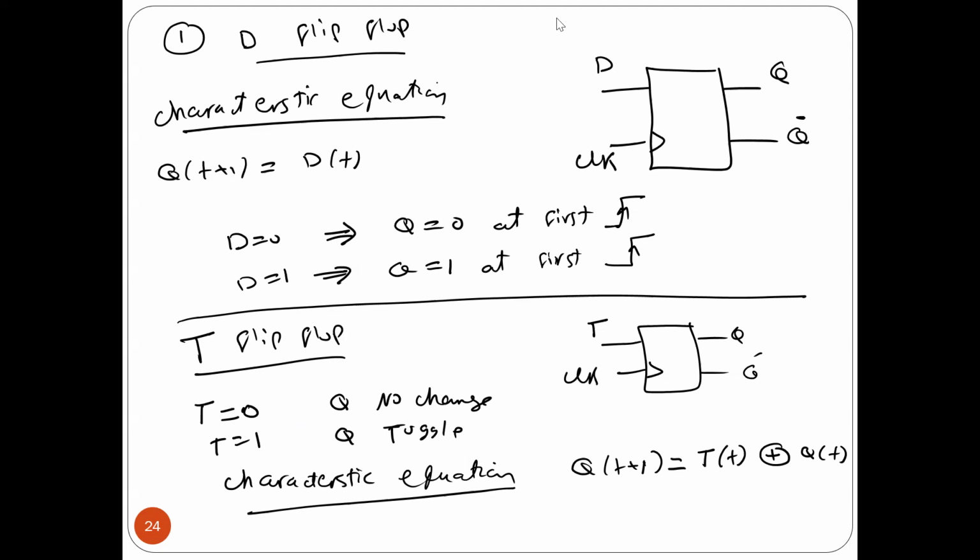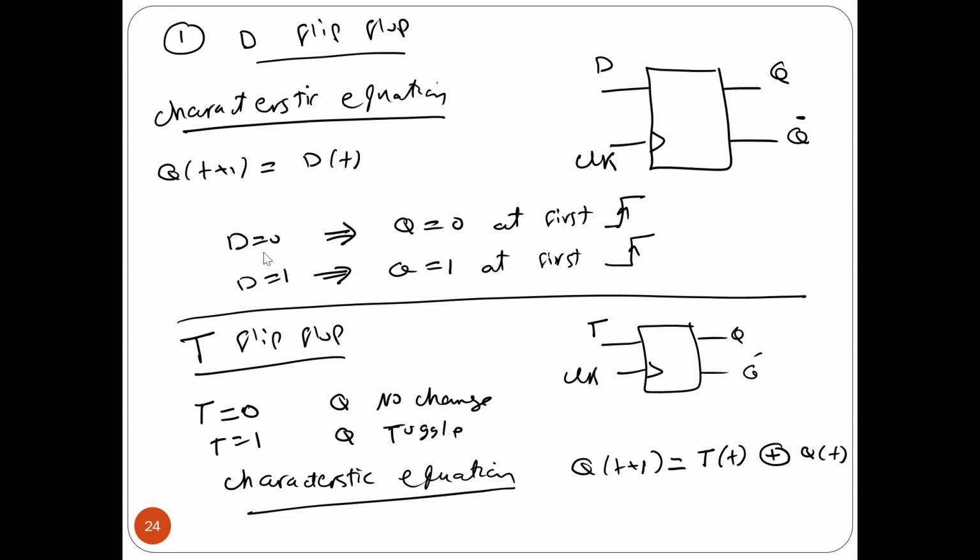Look here, it is exactly the same thing. We have Q here and Q prime here. We have one input here. But the difference is, this input, we call it T. Let's see how it works. But for sure, the way it works is different.